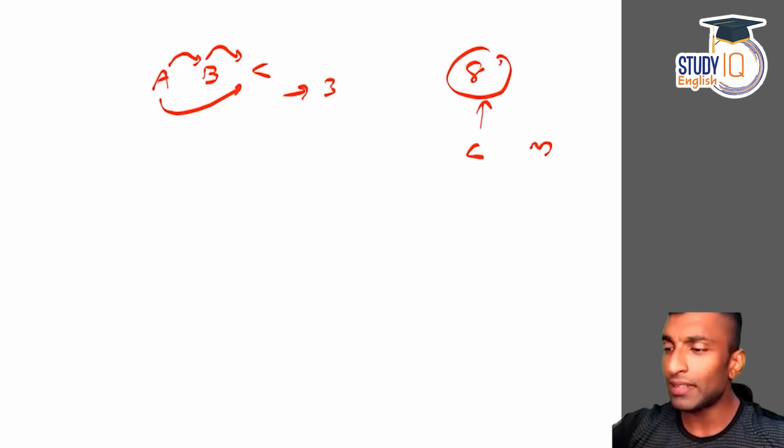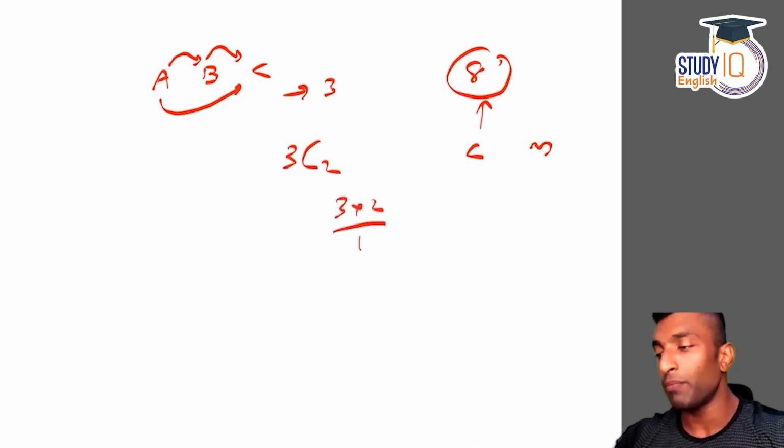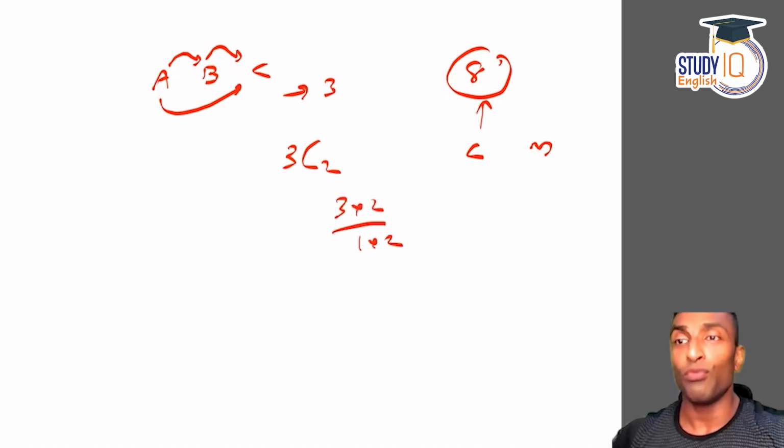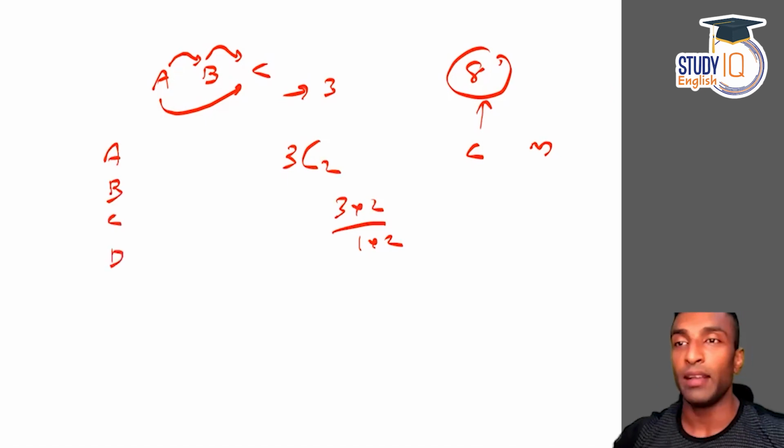So how many ways can you select that? 3C2. If 3 teams are there, you know how to do this: 3 into 2 divided by 1 into 2. What if there are 4 teams, like A, B, C, D?